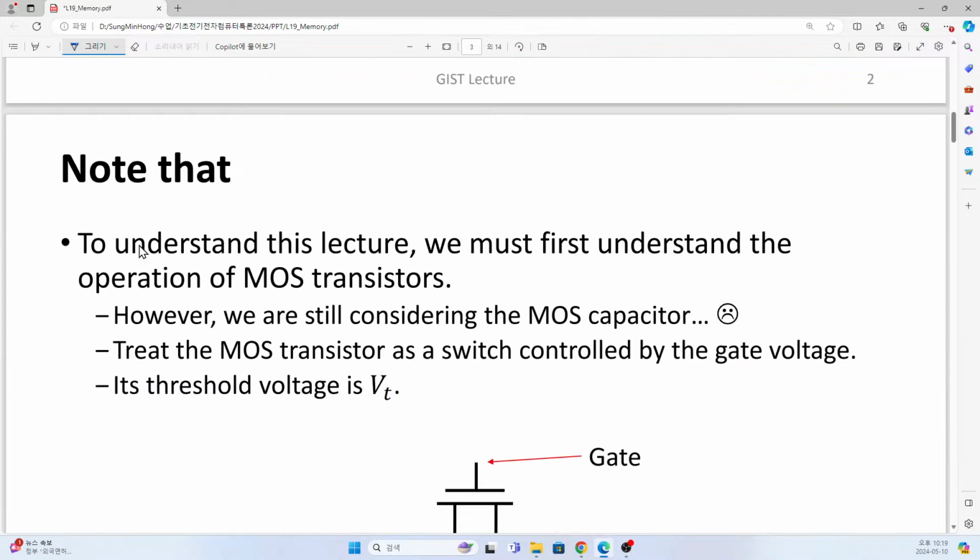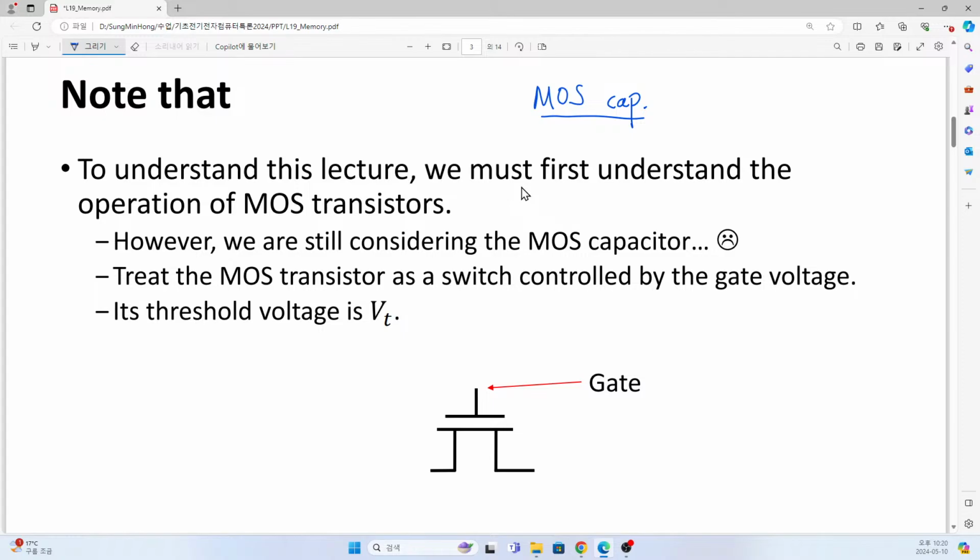So please note that we are just starting discussion about MOS capacitor. So actually, the lecture contents in today's lecture are not very suitable for our current lecture progress. However, since this course is not for junior level students but for senior level students, I assume that you know about the MOS transistor. That's the reason why I still try to explain something in this lecture.